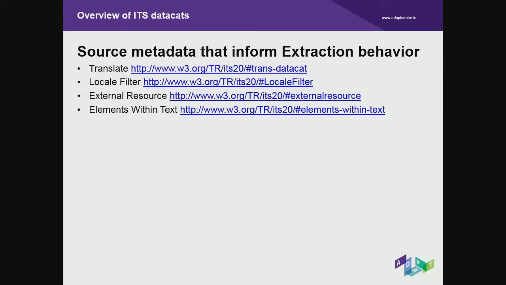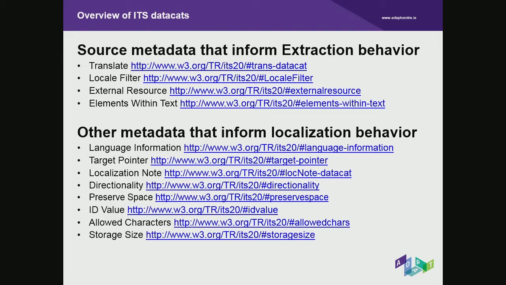If you want to look at the classification of ITS data categories from the point of view of how and when in the localization project they are being used, the first one is on the extraction level. You have the translate and locale filter, with which you can filter some locales. If you're going for a certain country or locale, you can just exclude that from your list. And there's also the case when your text is mixed with other elements.